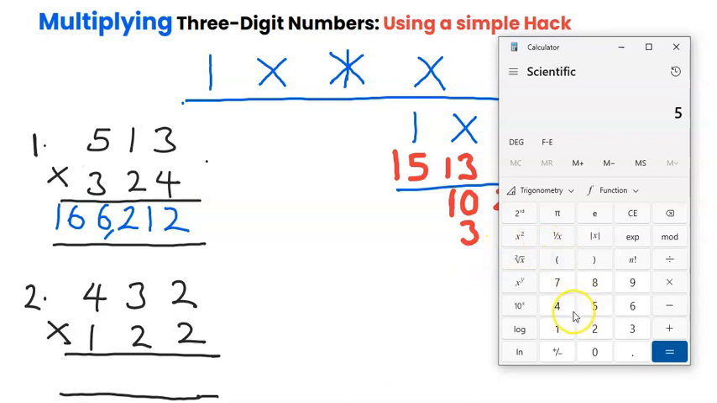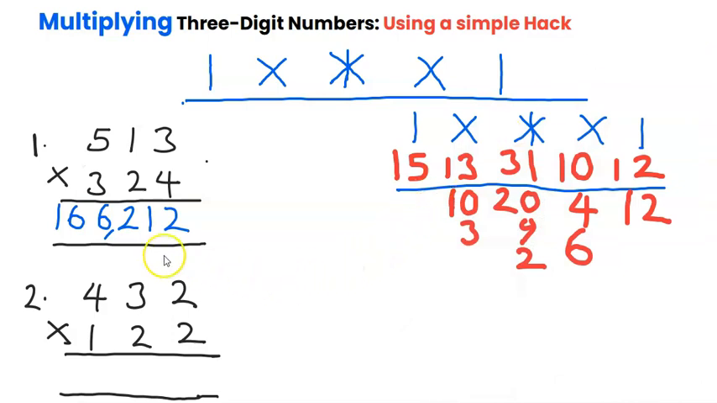So 513 multiplied by 324 gives us 166,212. That's good. So let's move on to the second one. And this time around, I'll be a bit fast in calculation. So let's go.